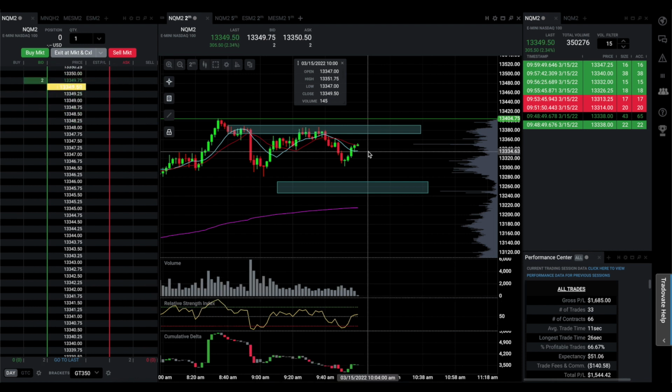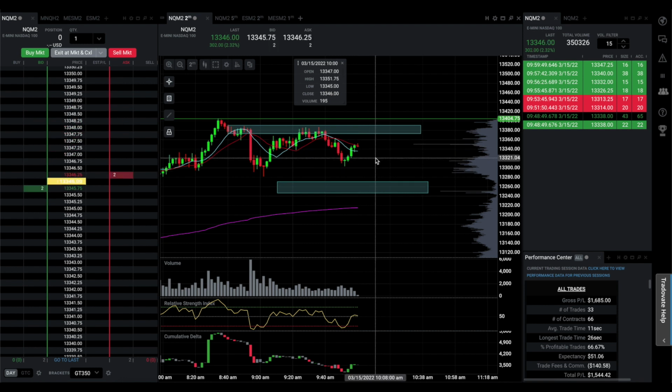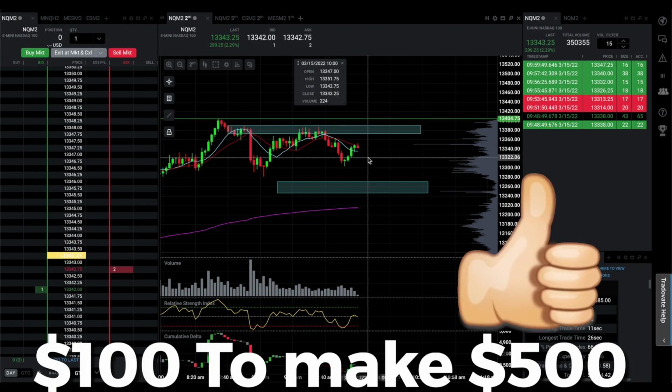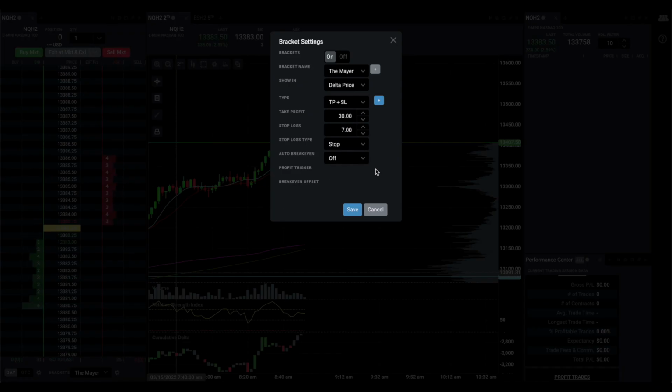We don't want to risk 20 points for a 2-point trade. We don't want to risk $200, $400 to make 40, 50, 60 bucks. We want to risk $100 to make $500. Those are the best setups in my opinion. Now let's look at another example.